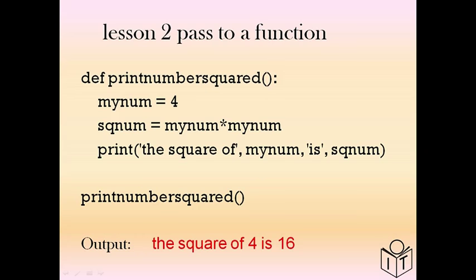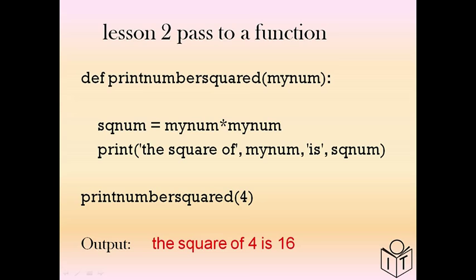But now we can change this. Notice now we've taken the number out of the function and put it in the brackets. So when we call the function, we're going to pass the number 4. And if you look at the function name, printnumbersquared, in the brackets, now we've put mynum. The rest of the code and the output is the same. We're going to look at some examples now.